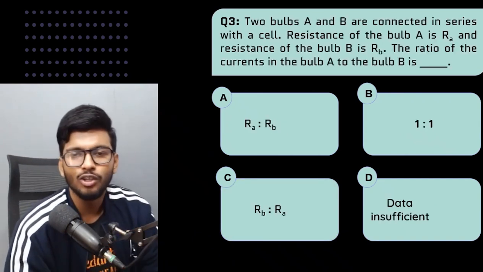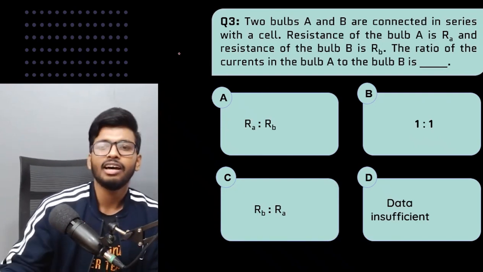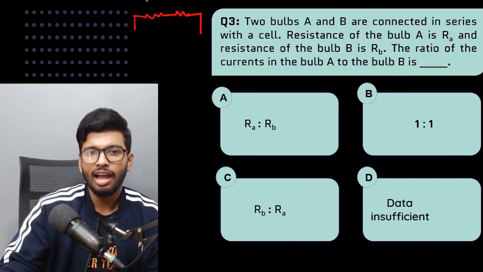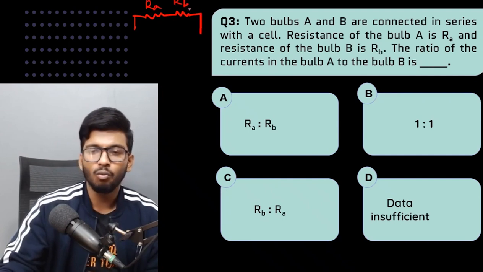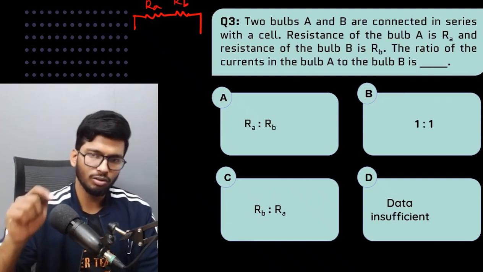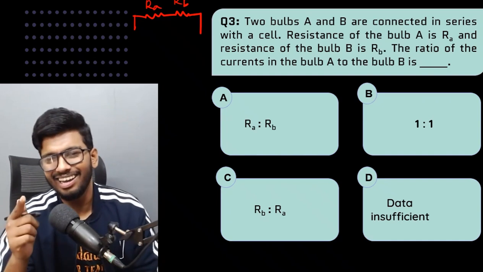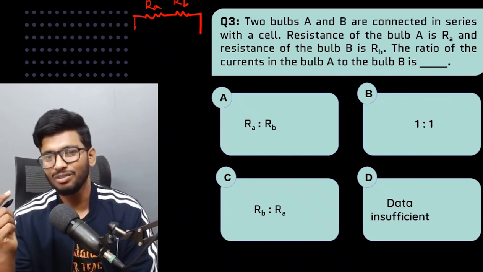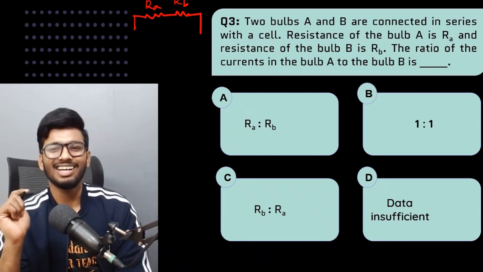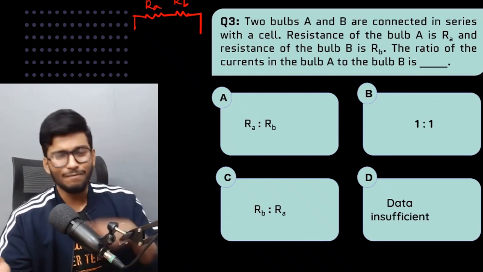Okay, here's another one, guys. Two bulbs A and B are connected in series with a cell. Resistance of bulb A is RA and resistance of bulb B is RB. What is the ratio of current in bulb A and bulb B? Is it RA is proportional to RB, is it RA by RB, is it 1:1, is it RA is to RB, is it RB is to RA, or is the data insufficient for you to find out the ratio of current flowing through these resistors? Very simple question.